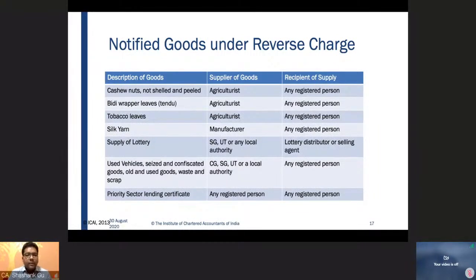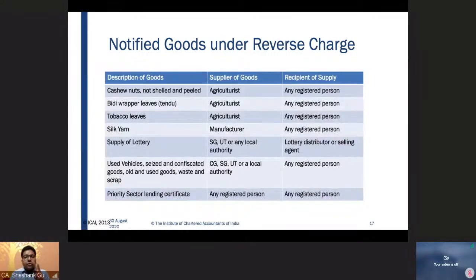now we are going to talk about notified goods under reverse charge. And the notified goods under reverse charge are, so this we are talking about specific goods which are covered under reverse charge vide section 9 subsection 3. And the goods covered are, first is cashew nuts not shelled and peeled.